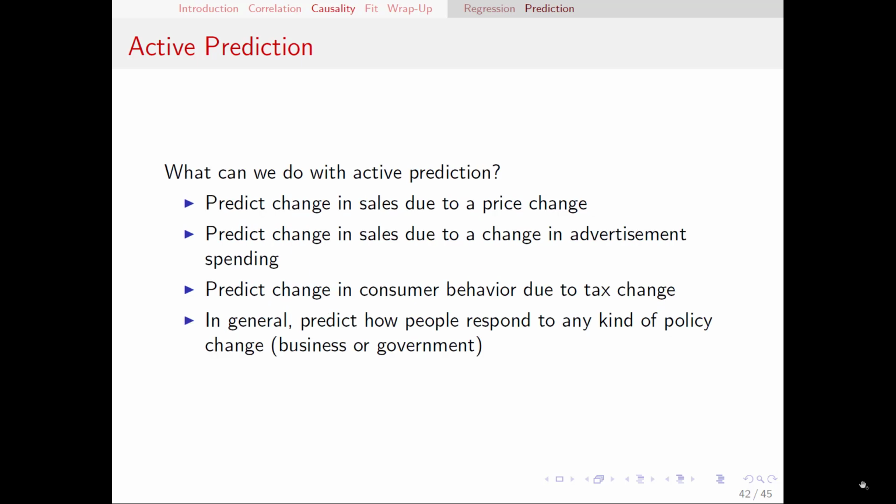The causal interpretation is very useful because active predictions are usually what we're trying to do when we're trying to make a decision. In business, we might want to think about, well, what would happen if we were to change the price? How much would our sales change? Or maybe how much would sales change if we increased our advertising? These are questions that a correlational regression simply could not answer. From a government perspective, we might want to see how behavior of consumers would change if we were to change the tax rate. In general, what we can do with this is to predict how people will respond to any kind of policy change, whether that's a business policy or a government policy.